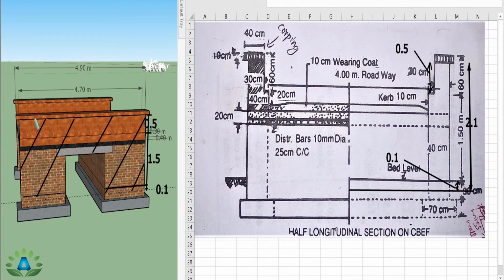And here we can visualize this figure. That means this portion is 0.1, this height is 1.5 meter, and this portion is 0.5. So we are going to do pointing up to this height, that is 2.1 meter height. And we have this full length from this portion to this portion is 4.7 meter. That is 4.9 minus 0.1 and minus 0.1, that is 4.7 meter.